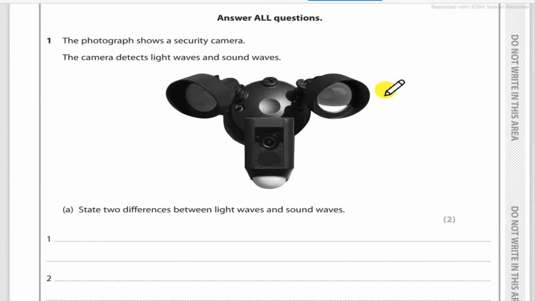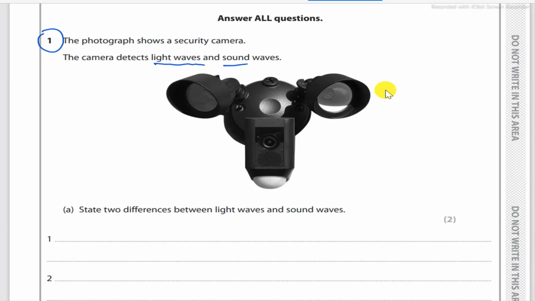Question number 1. Answer all questions. The photograph shows a security camera. The camera detects light waves and sound waves. State the difference between light waves and sound waves.